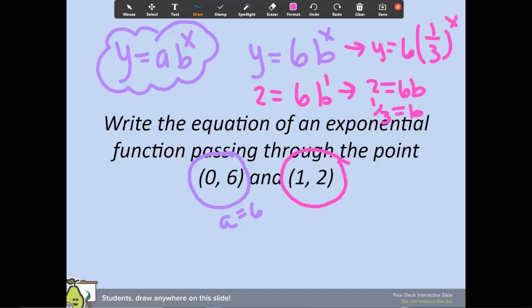Another way to think about this is if you're looking at the graph and you're starting up here at a height of 6, and then you're now at the next point down at 2, what did you do? You divided by 3 or multiplied by 1/3, and that's your b. That's another way to think about it.